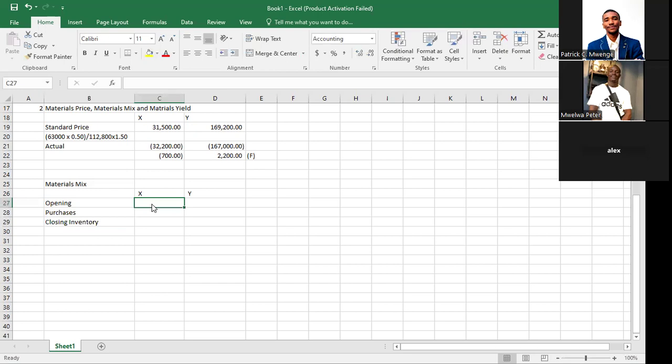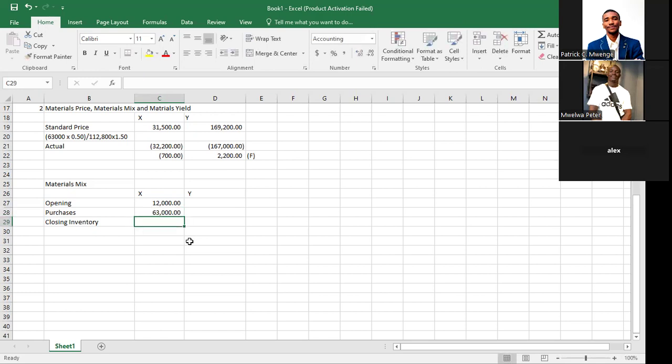So the opening inventory for X was 12,000, right? And then what were the purchases? The purchases were 63,000. So we add what we purchased. This is the total inventory that we had.